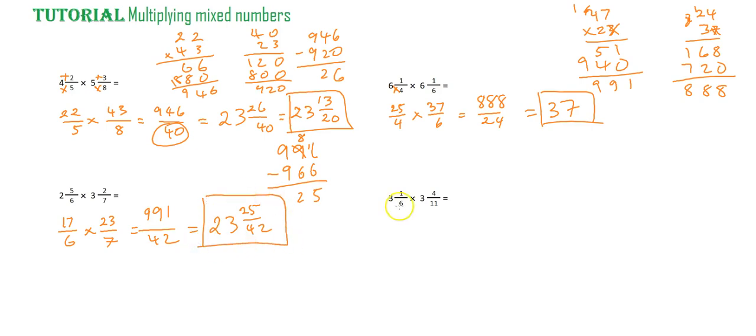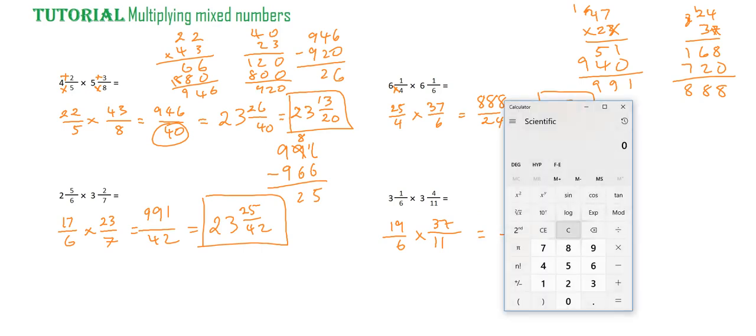Last one over here, 6 times 3 is 18, plus 1 is 19. So 19 over 6 times 33 plus 4 is 37 over 11. So the denominator, that's easy. The numerator, we've got to use our calculator again. So let's use it. 19 times 37, right? That equals 703.